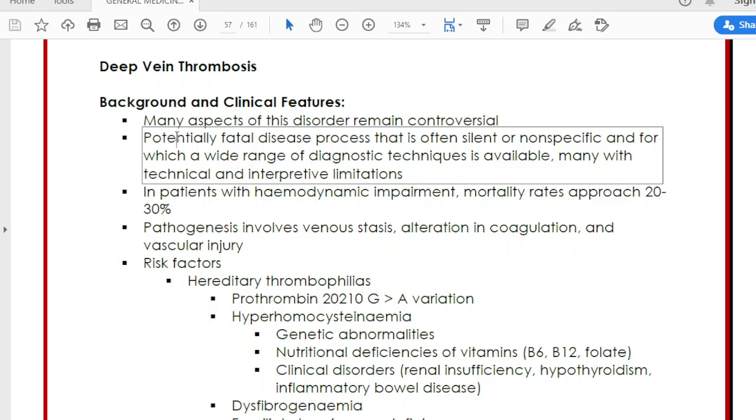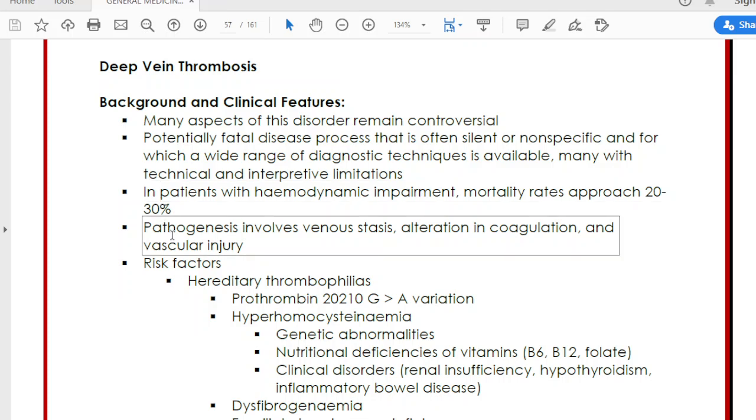Potentially fatal disease process that is often silent or nonspecific and for which a wide range of diagnostic techniques is available, many with technical and interpretive limitations. In patients with hemodynamic impairment, mortality rates approach 20%. Pathogenesis involves venous stasis, alteration in coagulation, and vascular injury.